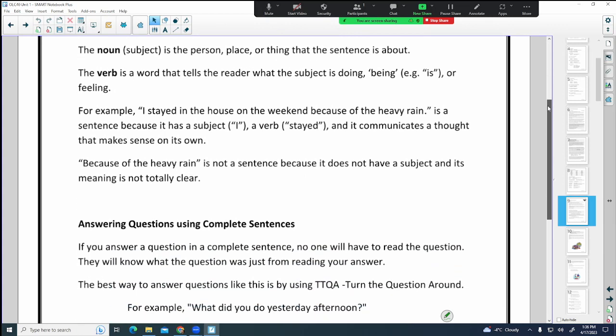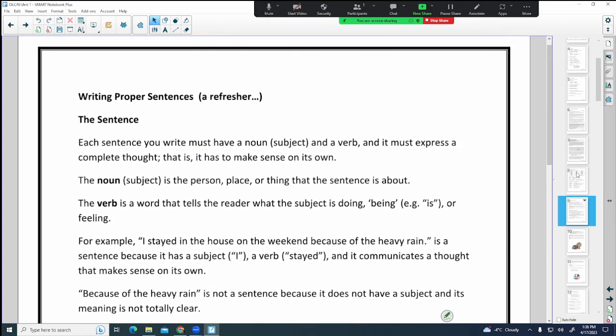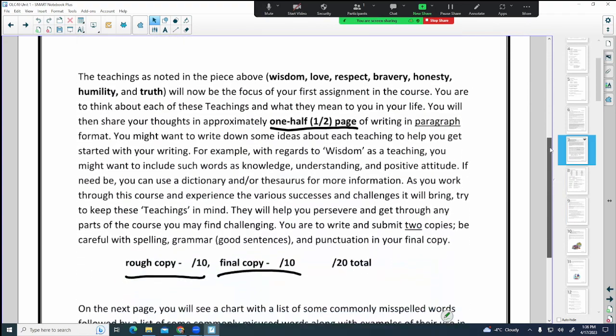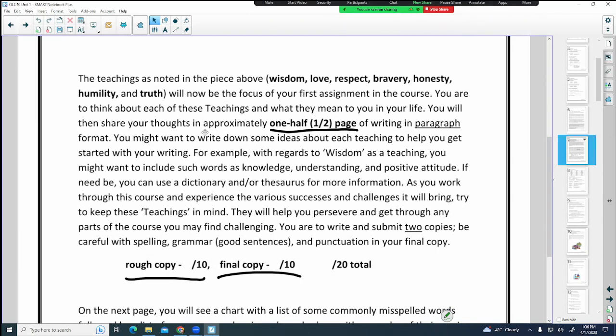But the way you do it is you go through, and like I said, just be really careful. Just pay close attention to the guidelines, right? So pay attention to how long it has to be. So 1/2 a page of writing in paragraph format. Know what you have to talk about. So you have to talk about the 7 grandfather teachings and what they mean to you. And you have to submit 2 copies. You've got to submit a rough copy and a final copy. So I would just pay close attention to that as you're preparing to finish one of these assignments.